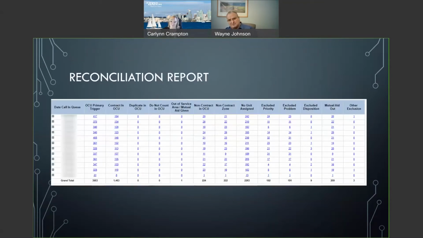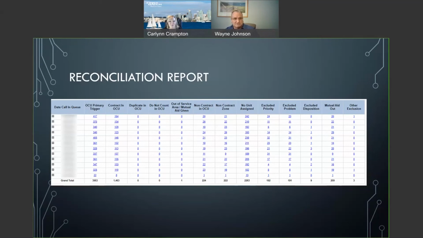So here's an example of a reconciliation report where you have the OCU primary trigger, which pulls in all your incidents, and you can see in this one, the contract in OCU. Those are the ones that are contractually obligated based on your contract needs. And you want to look for duplicates to make sure you don't have any duplicates in your OCU, so you're not counting calls twice and making the data messed up.